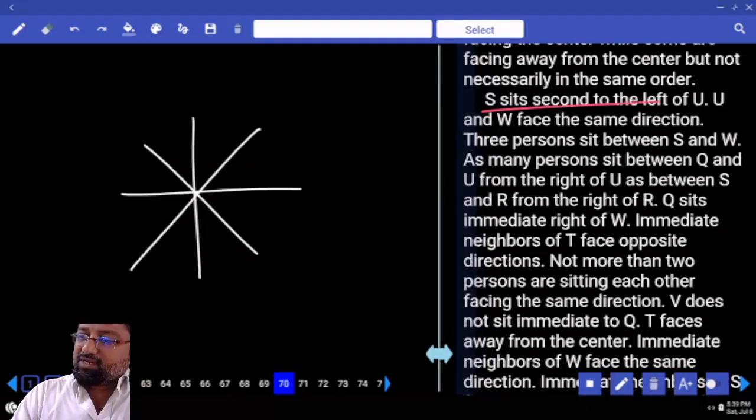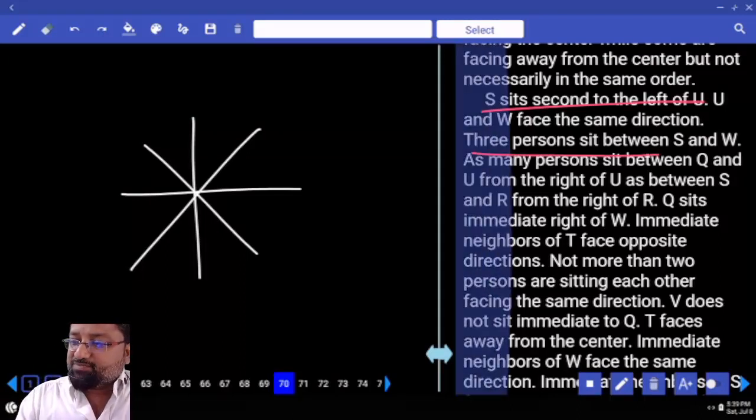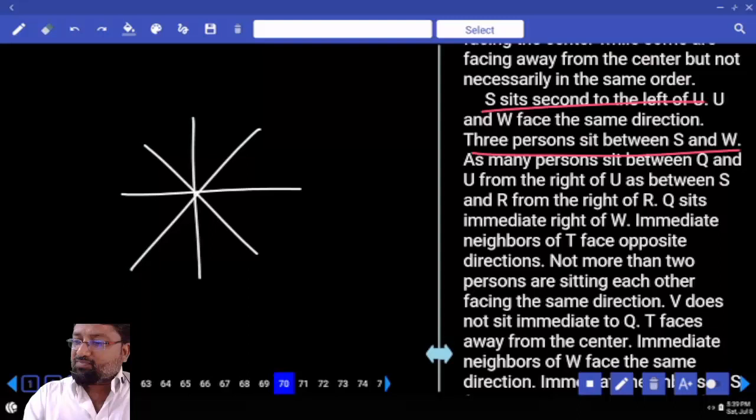S sits second to the right of U. U and W face the same direction. 3 persons sit between S and W. Q sits to the immediate right of W. So if I fix U, I can fix S. If I take U as inside, W should also be inside. If I take U as outside, W should also be outside. Because from S and U, I can fix S. After fixing S, I can fix W. After fixing W, I can fix Q.